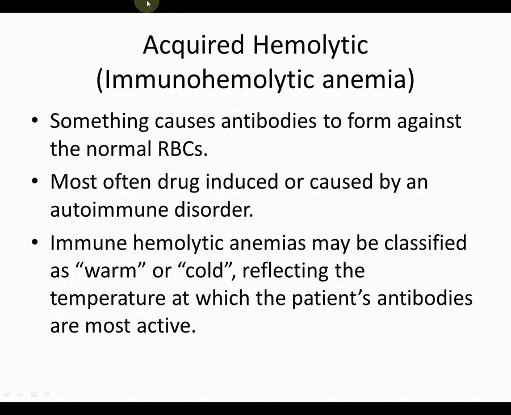Acquired immunohemolytic anemia. Something causes antibodies to form against normal red blood cells. Most often it is drug-induced or caused by an autoimmune disorder. Immune hemolytic anemias may be classified as warm or cold, reflecting the temperature at which the patient's antibodies are more active.